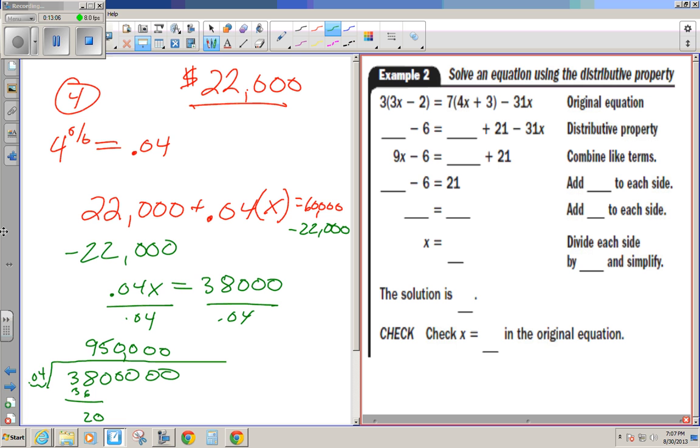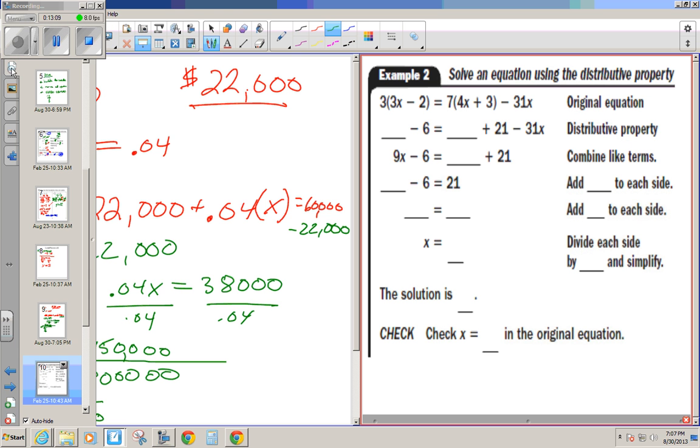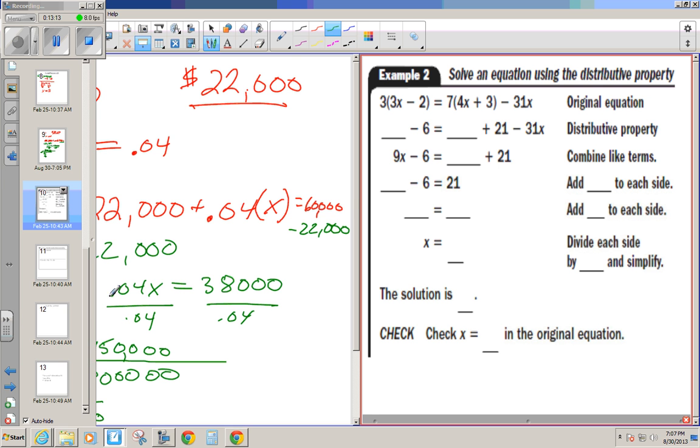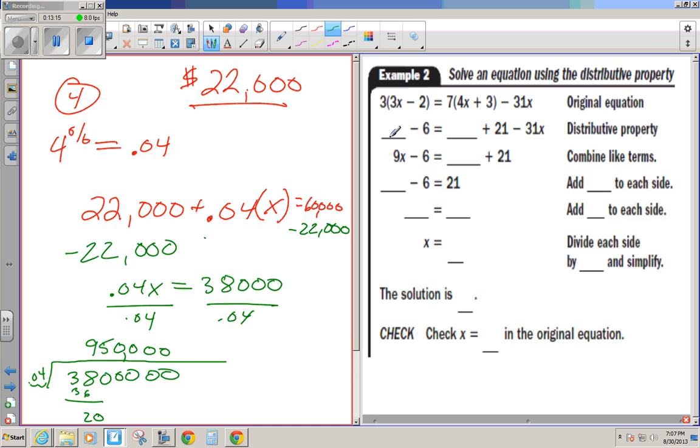All right, so let's see how we're doing. Not too far to go here. Let's continue on. All right, solve an equation using the distributive property. It also involves variables on both sides. We're going to have to do a lot of work here.